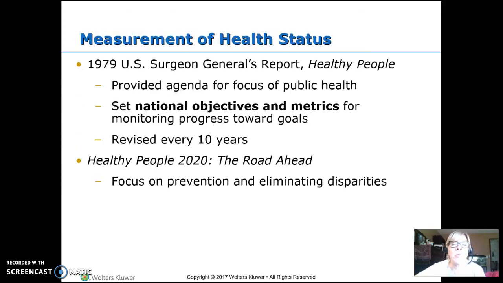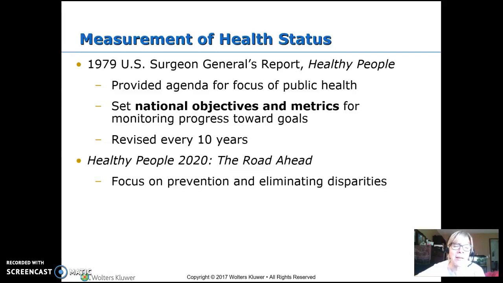In the U.S., we've developed this measurement of health status that began in '79 with the Surgeon General's report of Healthy People. And that gave an agenda for public health, what the focus would be. So we had national objectives and we had metrics to be able to measure those objectives. And that gets revised every 10 years. We're currently in Healthy People 2020.